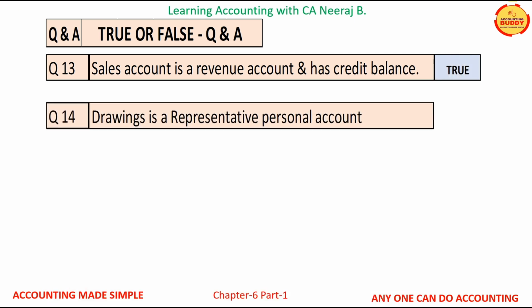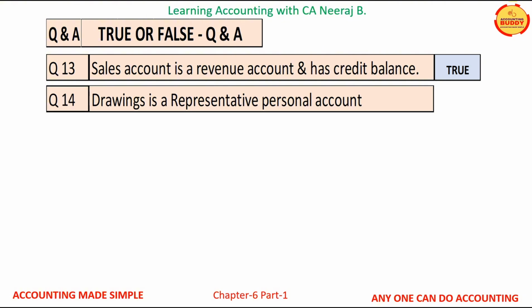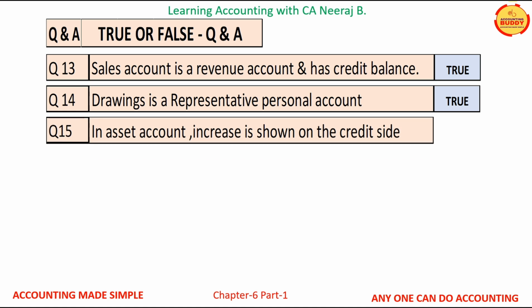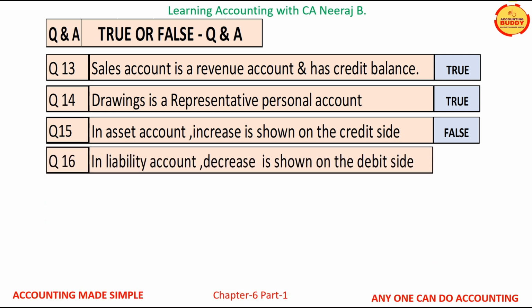Question number 14, drawings is a representative personal account. This is again a true statement. Question number 15, an asset account increase is shown on the credit side. This is a false statement. When an asset account increases, it is always shown on the debit side. Question number 16, in liability account, decrease is shown on the debit side. This is a true statement.